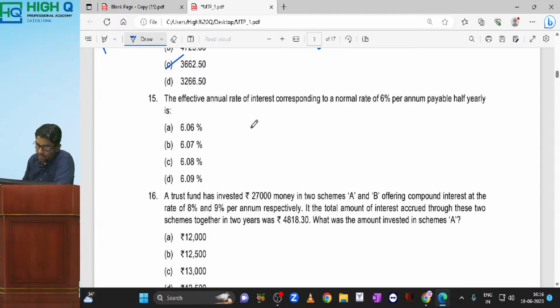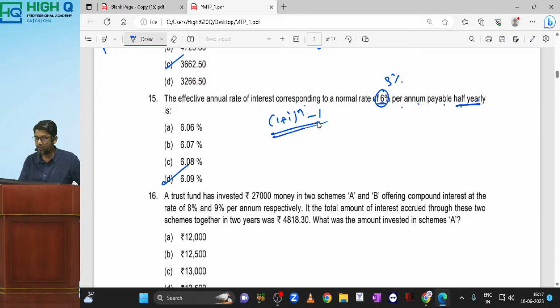Next, the effective annual rate of interest corresponding to a nominal rate 6% per annum payable half yearly is. Listen here. Effective rate of interest on a half yearly basis. Sir, I know the formula: 1 plus I whole power n minus 1. I think our students did not use any formula. Simply what you did, I hope you remember. It is half yearly basis, 3%. What I told you? 100 plus 3% for 2 times. Then minus 100. I get 6.09.